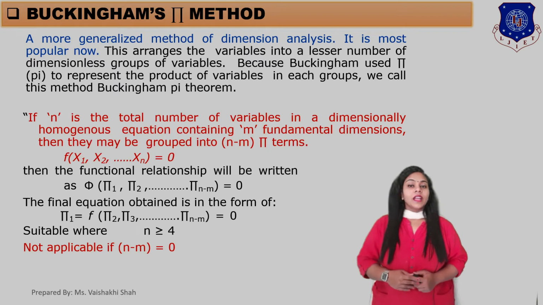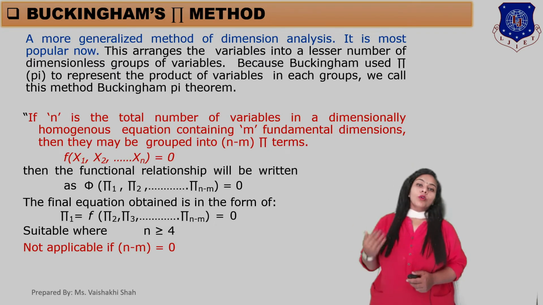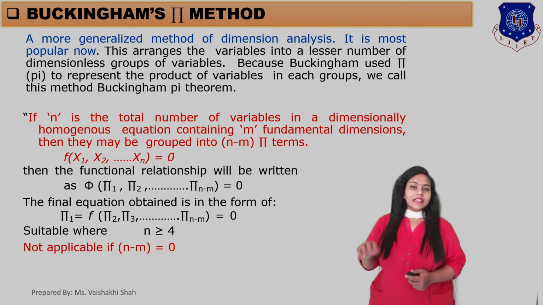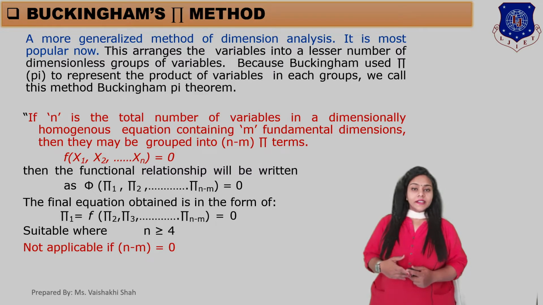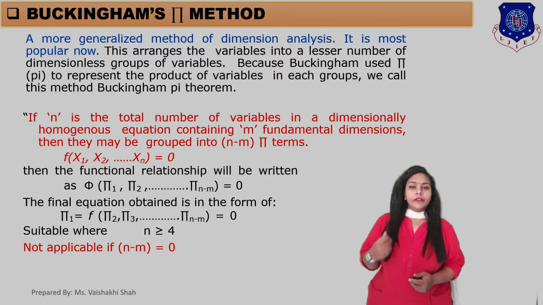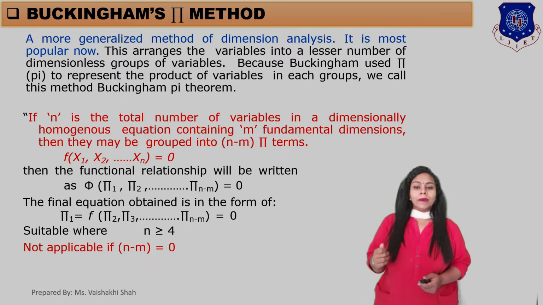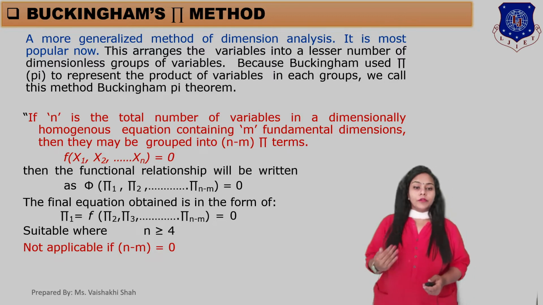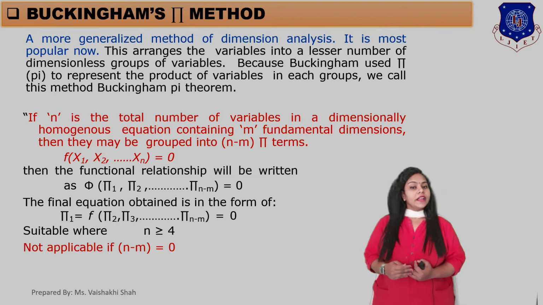So let's start. The Buckingham-Pi method is a more generalized method for dimensional analysis than the Rayleigh method. It is used mostly worldwide for dimensional analysis, and nowadays it is a very popular method. In this method, the variables are arranged into a lesser number of dimensionless groups of variables. Buckingham used pi to represent the product of variables in each group, so we call it the Buckingham-Pi theorem.